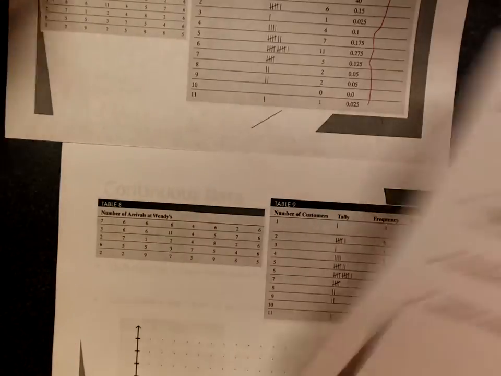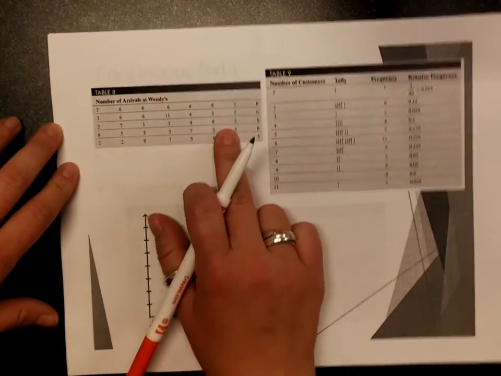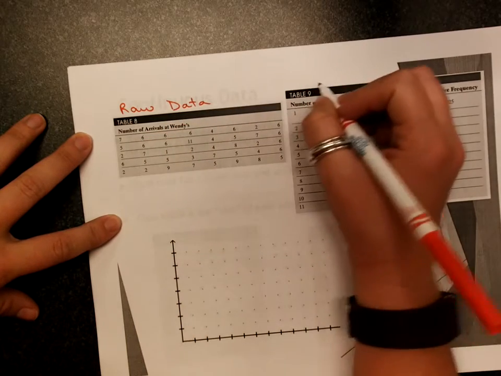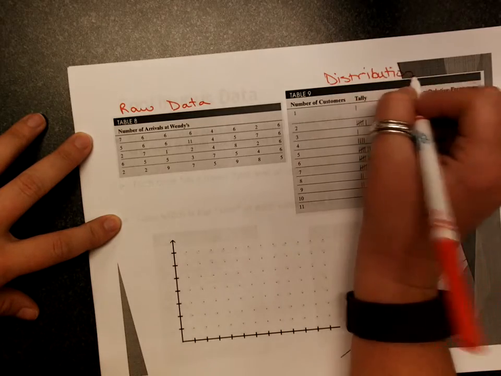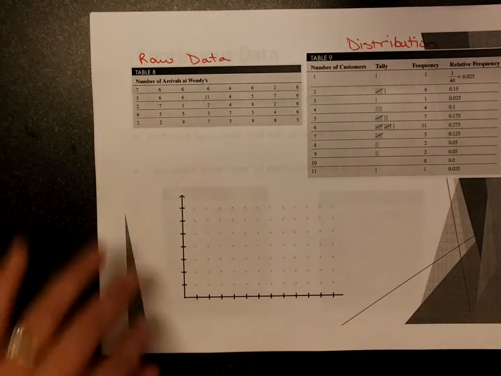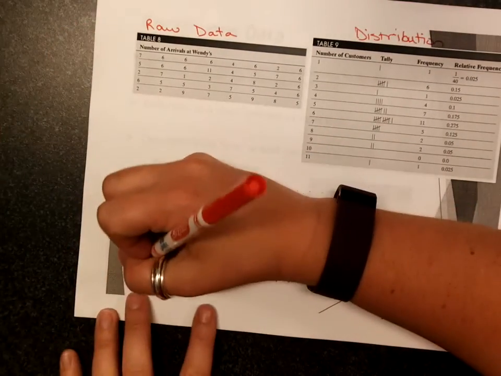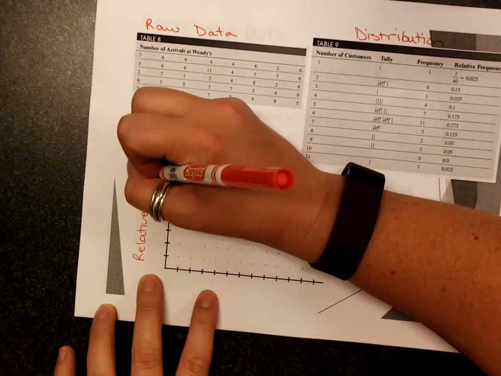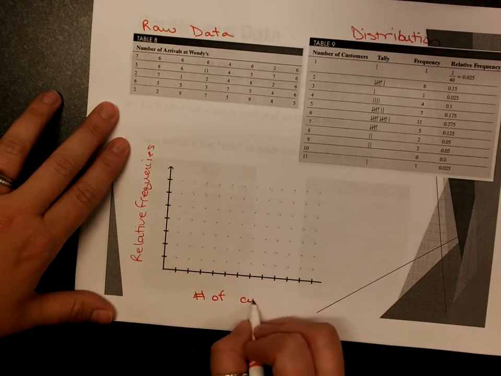So I have the charts on here as well. So we have our raw data. This is what we call our raw data. It's been organized in our distribution chart. And now we're going to take those numbers and make our histogram. And again, we're going to use relative frequencies to do this. So I'm going to label it right now, relative frequencies. And this is going to be the number of customers.